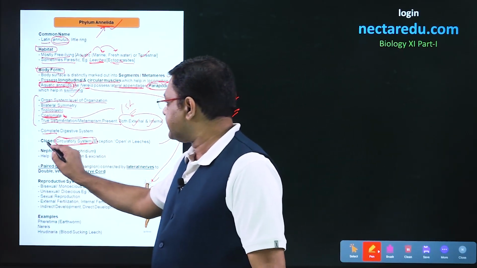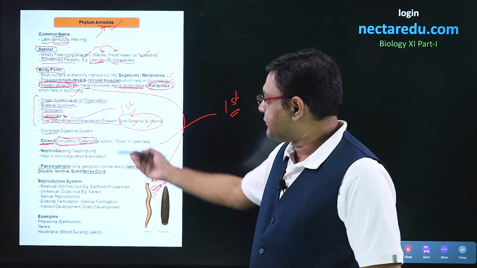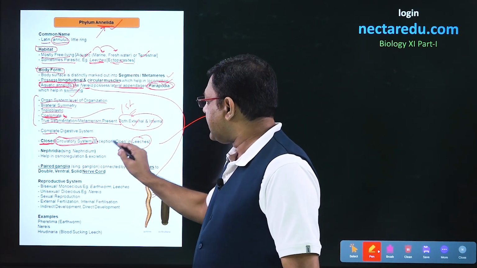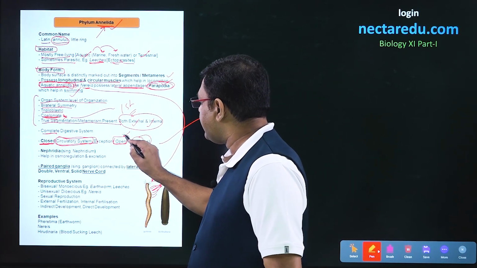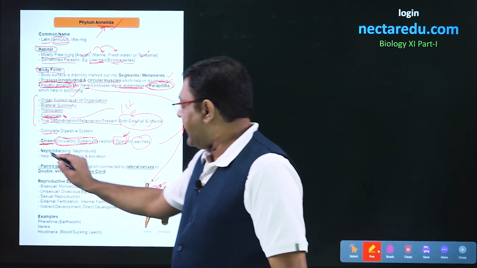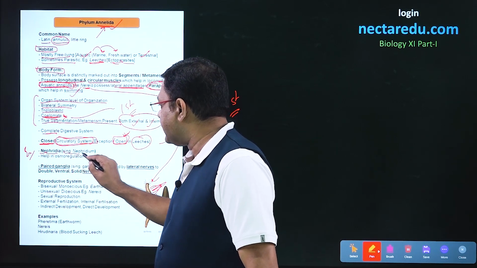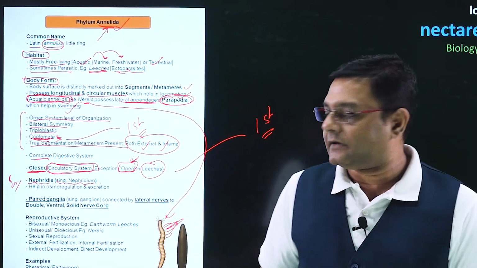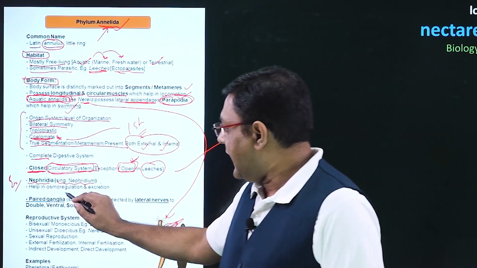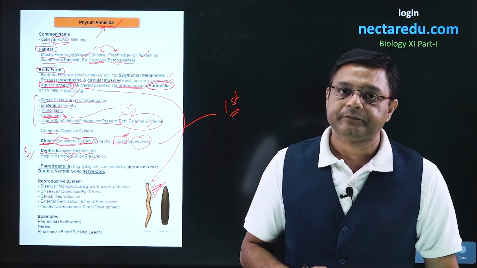And the circulatory system in the case of annelids is closed. One exception has to be considered here, that is leeches. So, leeches are an exception and leeches have an open circulatory system. Talking about the excretory system, nephridia, singular nephridium, is the excretory system which is present in the case of annelids, and it helps in osmoregulation as well as excretion.